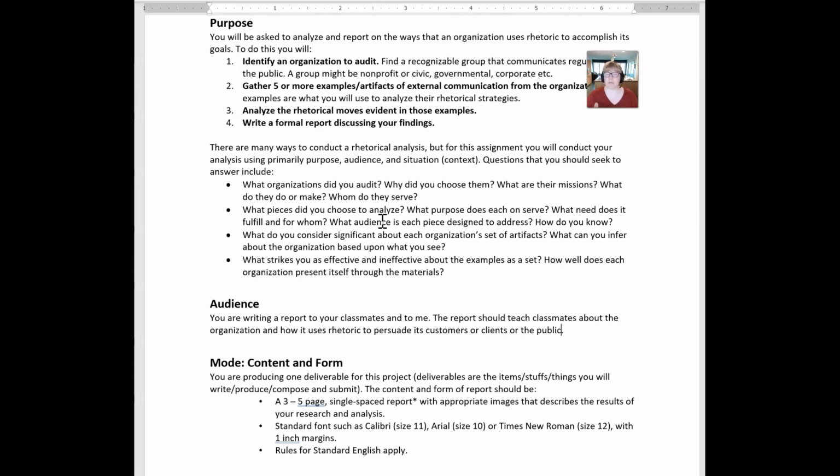So you're going to gather 5 or more examples or artifacts of external communication from this organization. What does that mean? You're going to want to find, what did they say about themselves? What are the products that they're putting out there? What are the messages that they're putting out there?